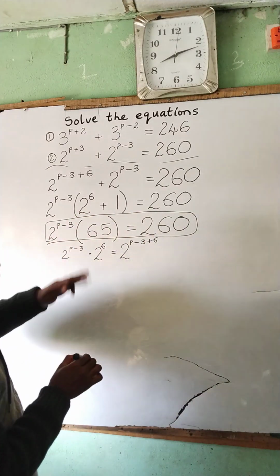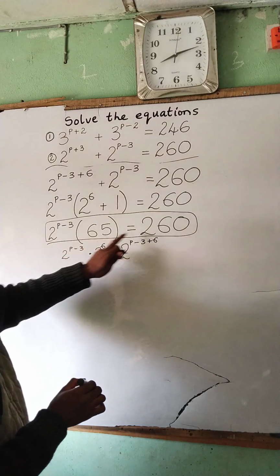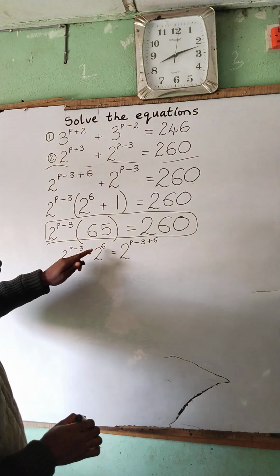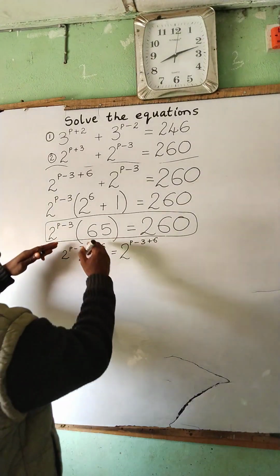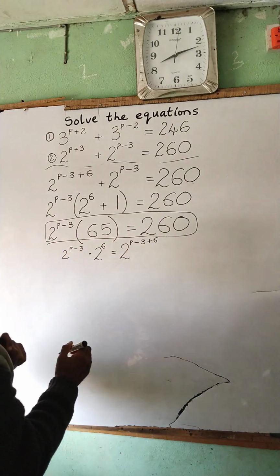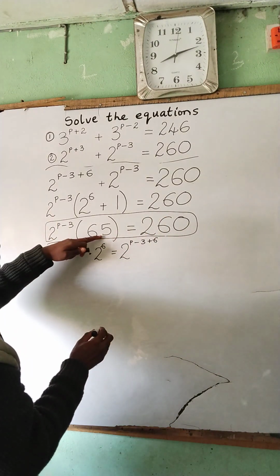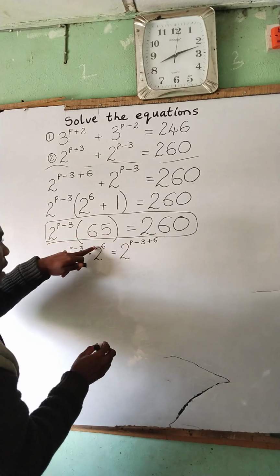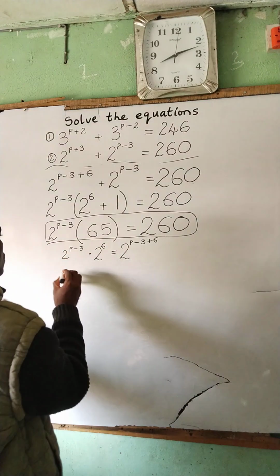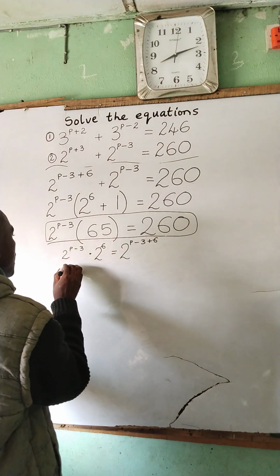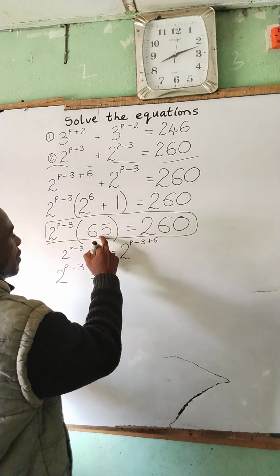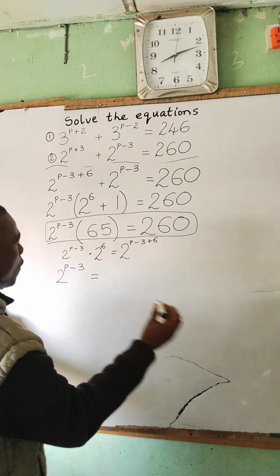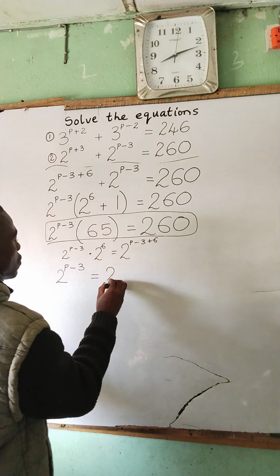Now when you look at what we have here, you will observe that this and this is equal to this. So I can think of what I will do so that this 65 will be eliminated. How will I do that? I will divide both sides by 65. So this 65 and the 65 that happens to be a denominator will cancel out. We will now have 2 to power p minus 3 is equal to 260 divided by 65, which gives us 4.